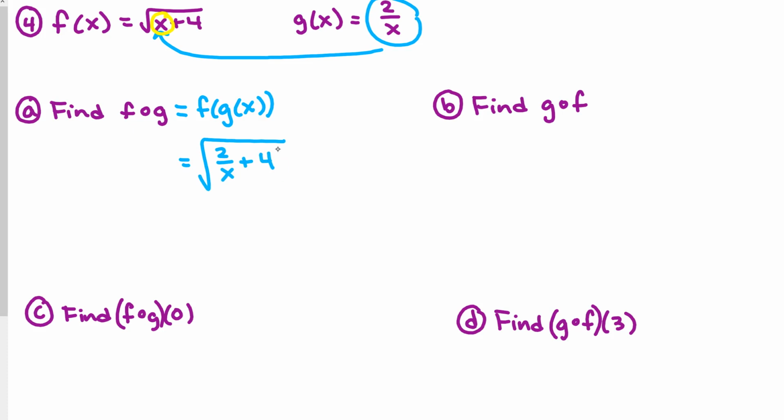Now there's some things we could do to simplify that, but I'm trying to keep this lesson short, so we're not going to worry about that right now. Just think about which one goes on the inside and which one goes on the outside. Part B is to find g of f. So for this case, let me get rid of some of my extra writing.